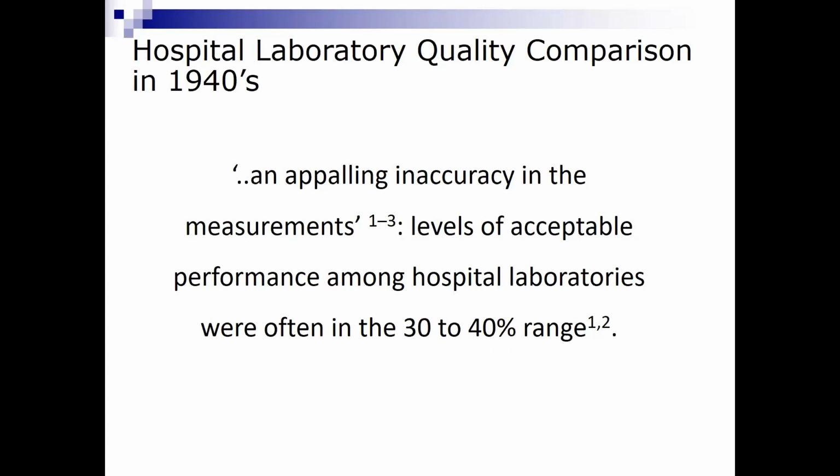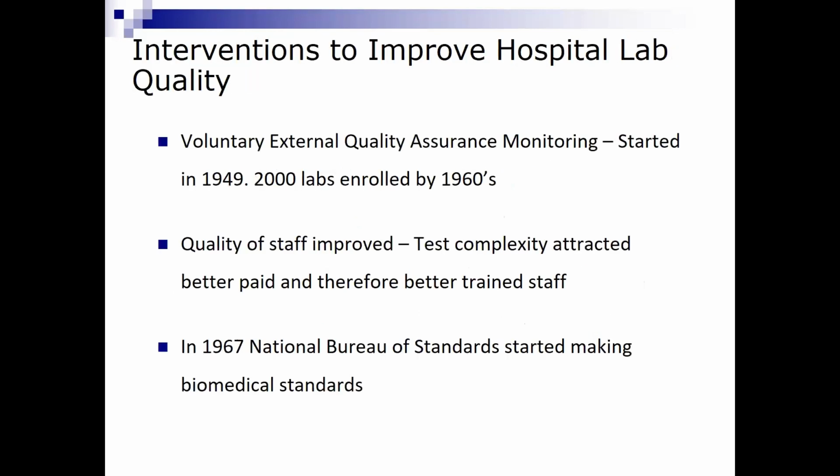So the question is, how did they improve? That's the interesting story. The initial interventions to improve quality were based around people acting better. From 1949 till the 60s, labs were voluntarily enrolling in EQA schemes. I'm using it interchangeably with proficiency testing. It's not necessarily accurate, but just work with me for this lecture, okay? Labs were voluntarily enrolling in these schemes starting in 1949, and by the 60s, about 2,000 labs had enrolled. But this, again, is quite similar to the way things are now in much of the global South, where it's voluntary, and it's just people that are trying to do better.